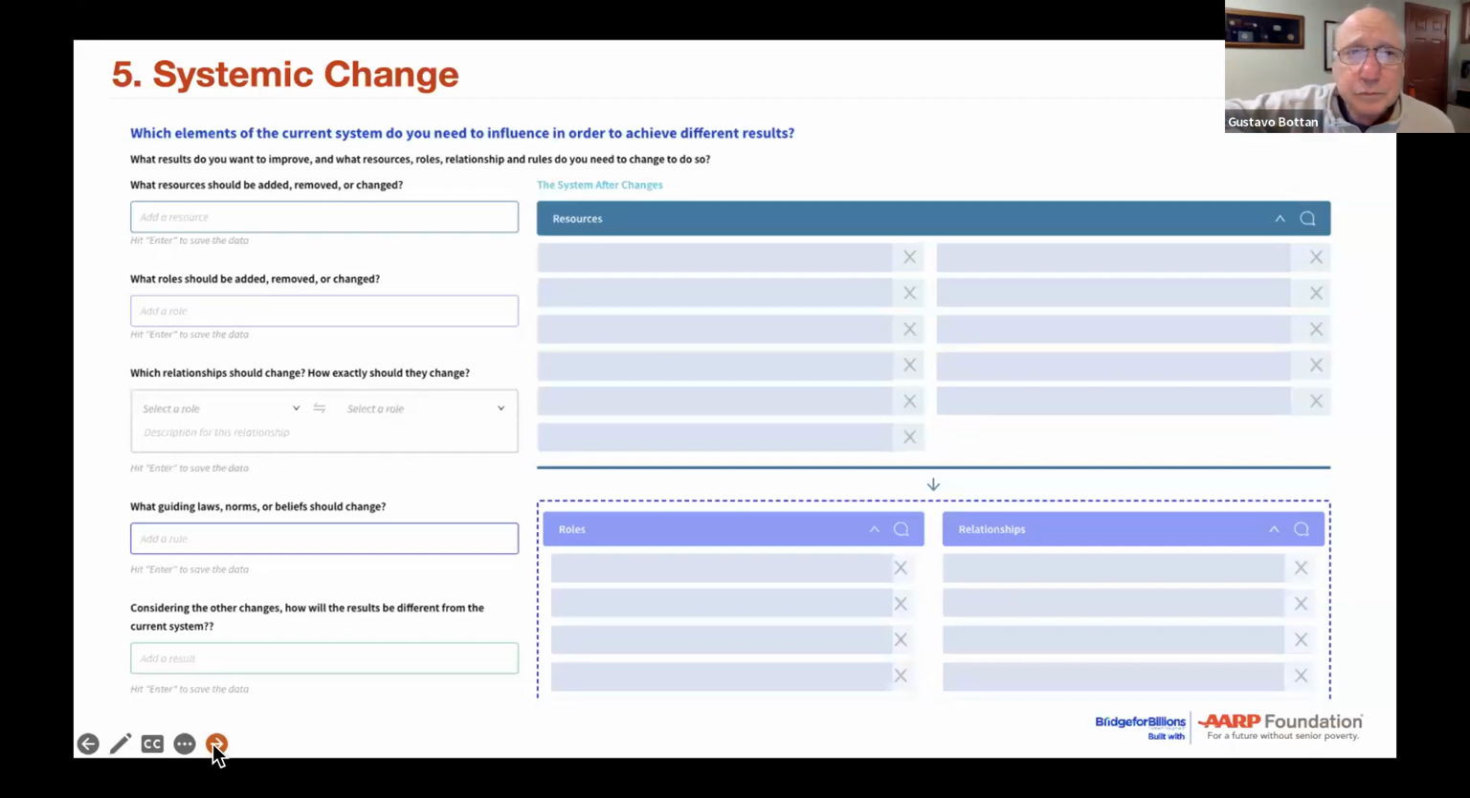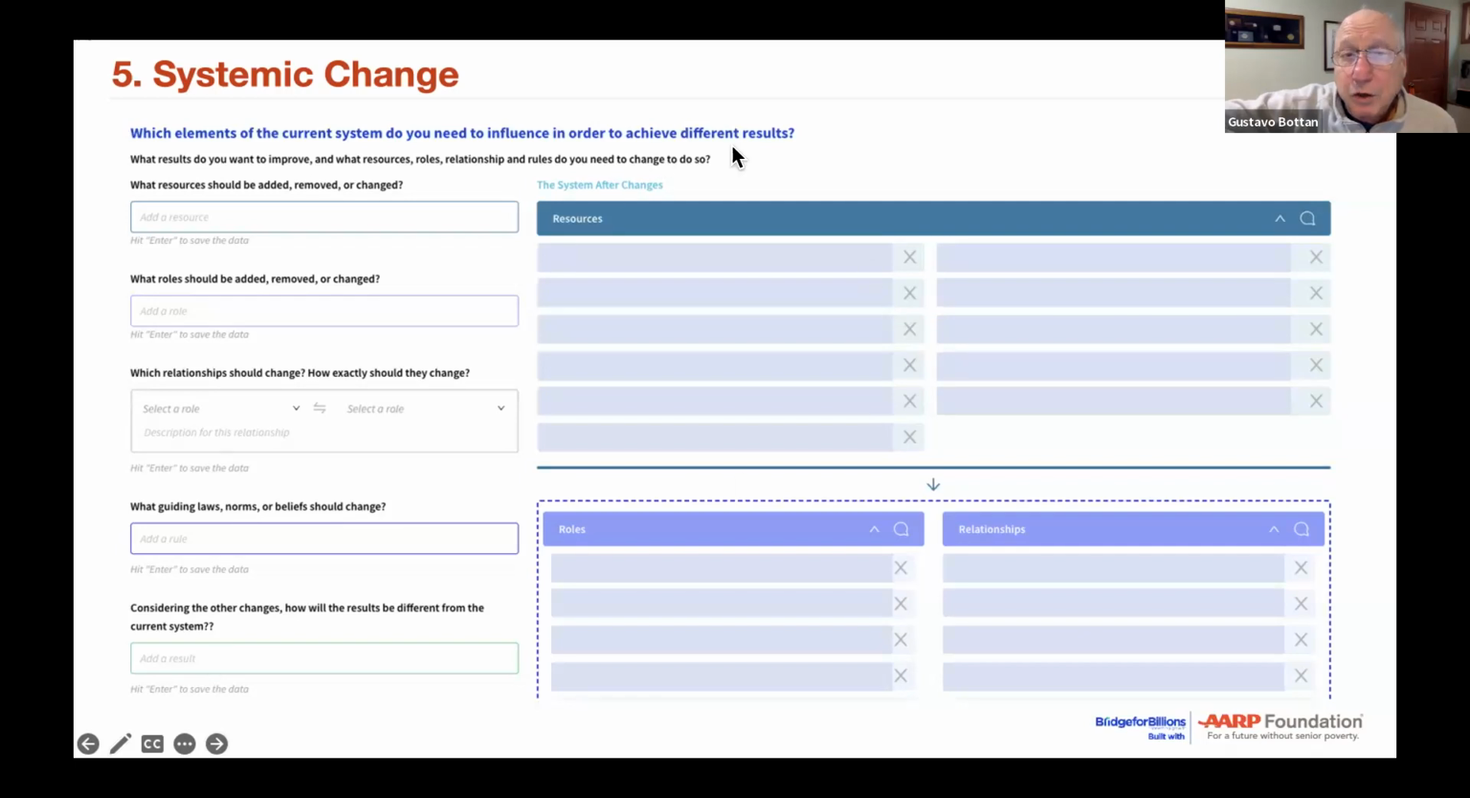And what that actually tells me, well, before I tell you that, this is what you're going to see in the systemic change step. So all of the things in which, through your activities, through your organization's existence, you are going to include as the things that should be added, removed, or changed. Not only resources, but also roles, relationships, laws, etc.